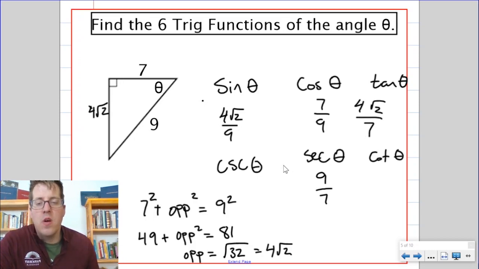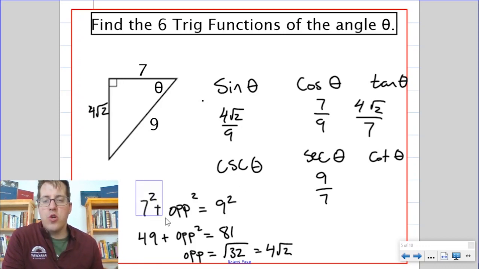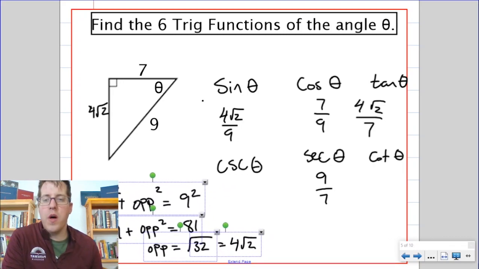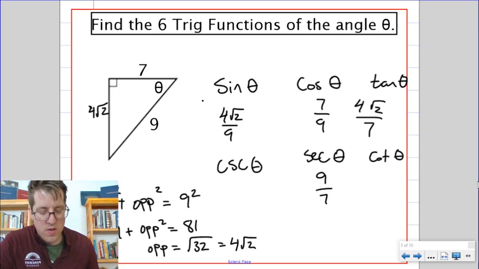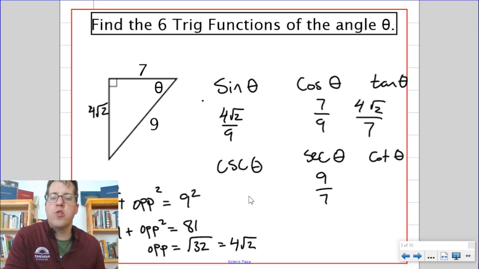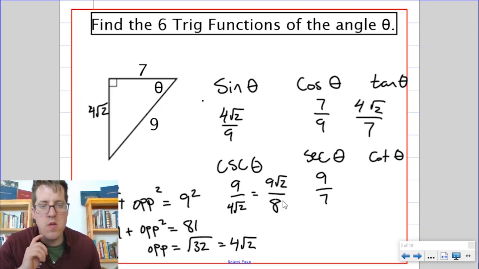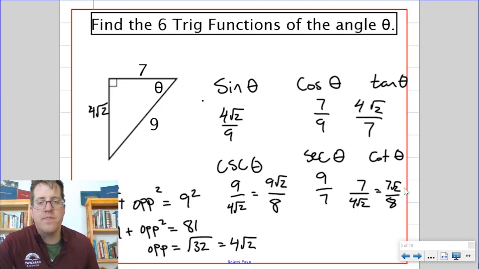No problems there. When we go, however, to take the reciprocal of those, we are going to want to be careful, and we're going to want to make sure that we rationalize our denominator. So we can't just say 9 over 4 root 2. We have to rationalize that denominator, and we have to say 9 root 2 over 8, multiplying by root 2 over root 2 on both sides. Okay. We can start by saying 7 over 4 root 2, but we have to rationalize our denominator, and we have to say 7 root 2 over 8. Okay?